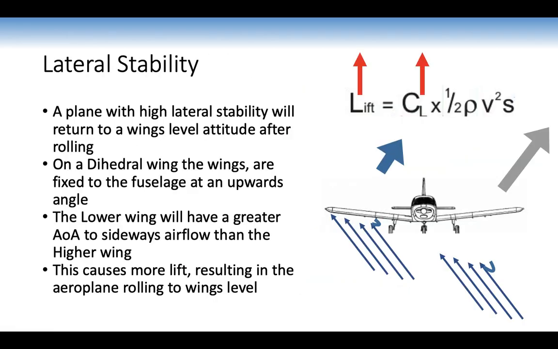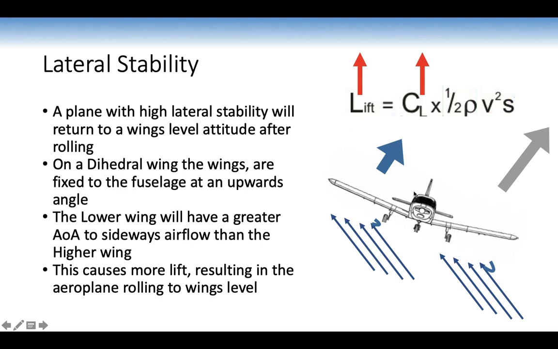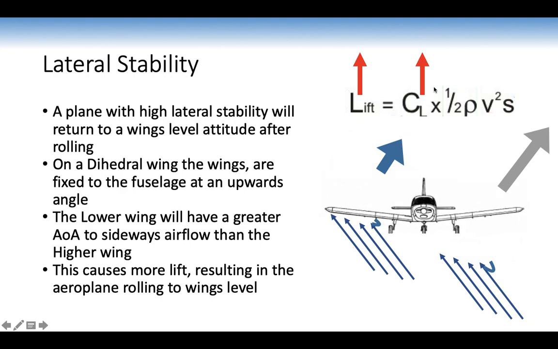Lateral stability: a plane with high lateral stability returns to a wings level attitude after rolling. So let's say the airplane rolls. On the dihedral wing, so that's the shape over here when it goes at an upwards angle from the fuselage, the low wing will have a greater angle of attack to the sideways airflow than the high wing. So we've got a high angle of attack over here on the lower wing, which will cause more lift and return the airplane to wings level. Due to that, and you can see this in the lift formula, more angle of attack means more lift.